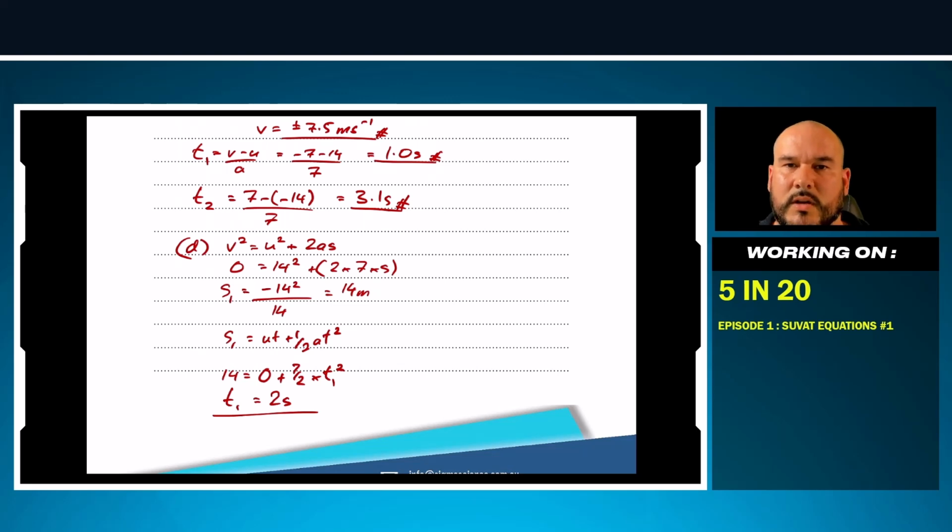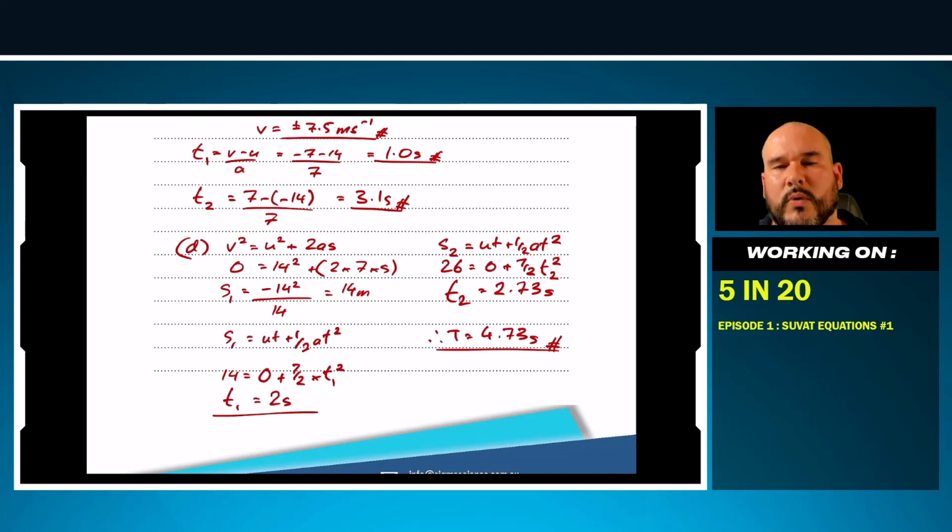So the second leg of the journey, when it's heading back towards its starting position and then moving past it, it's got to travel 26 meters. So we can then use our ut plus half at squared equation again, with a value of s as 26. It's turning around, so its initial speed is 0. So therefore, s is basically half at squared. a is 7, as we figured out in part A. We can then solve for t, the time taken for it to go 26 meters, and it's 2.7 seconds. So it takes 2 seconds to turn around, and then another 2.7 seconds to go the further 26 meters. We sum those two times, we get 4.7 seconds for it to travel in total those 40 meters.